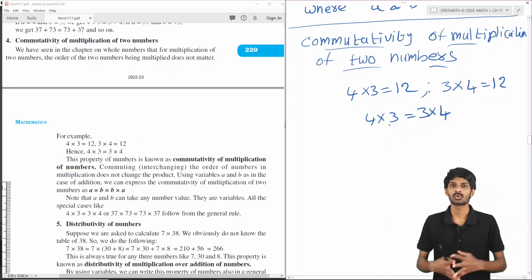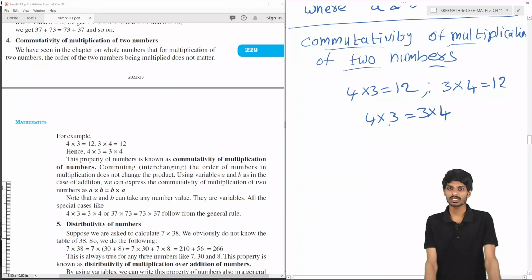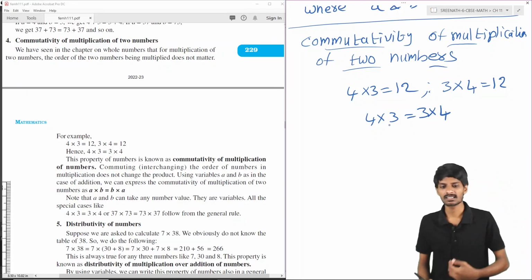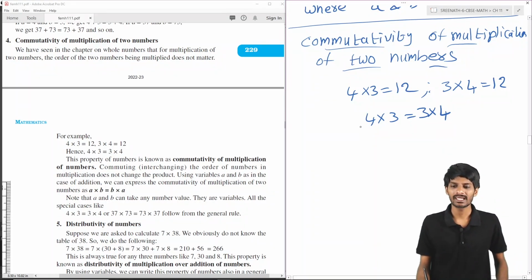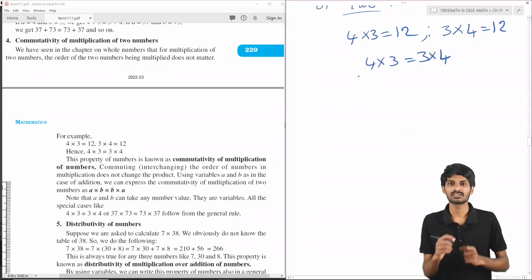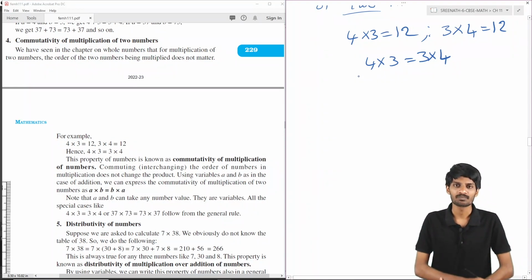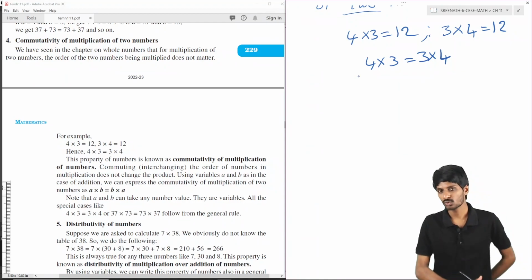So this is the conclusion, students. So 4 3s are how much? 12. 3 4s are how much? It is also 12. So 4 3s is equal to 3 4s. Thus this rule tells. So here also we can replace these numbers with variables using letters, so that it can be applicable to any numbers. It will be easy to remember.